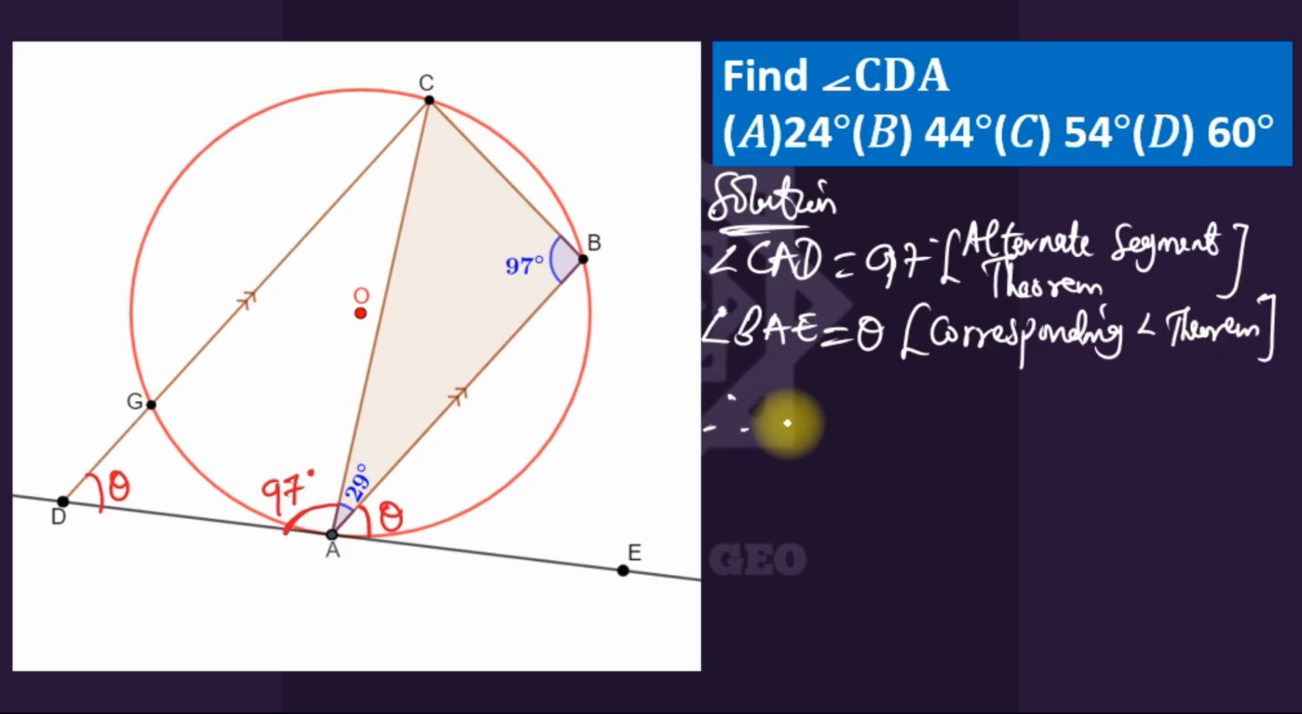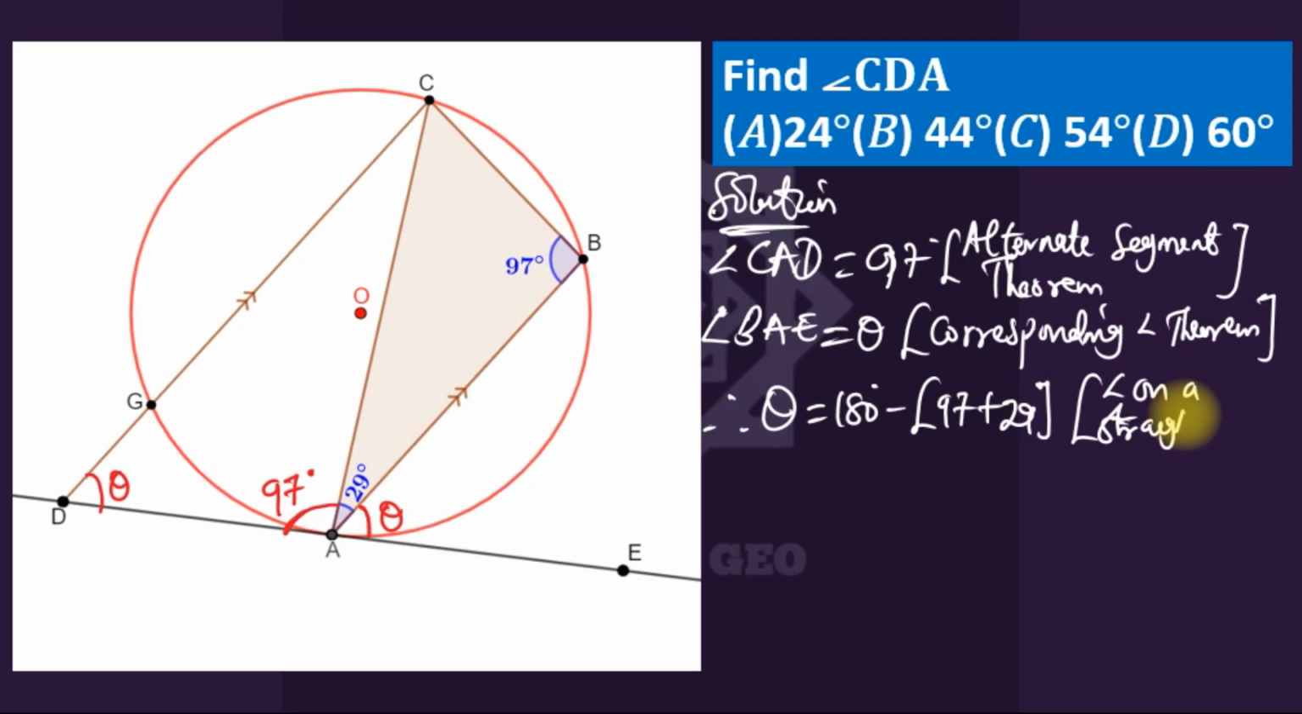Therefore, we can get the answer now. If we sum, theta will be 180 minus the sum of 97 and 29, based on angle on a straight line. So our answer should be 54. Yes, this is 126, so theta is 54. It's a nice question.